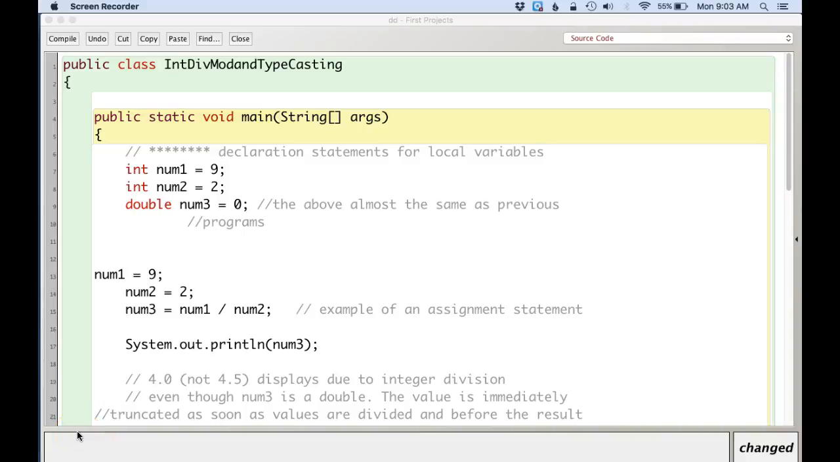All right, integer, modulus division, and typecasting. So this is just a basic reminder of these things. We did go over most of this stuff in class. Typecasting we have to do a little bit more. So this is just what we have done already.